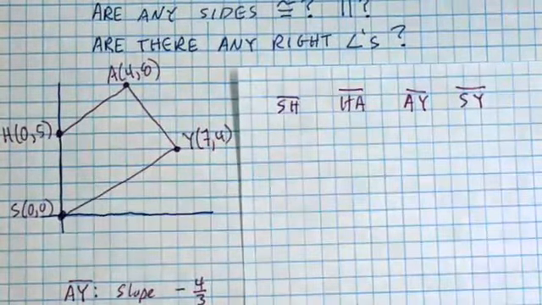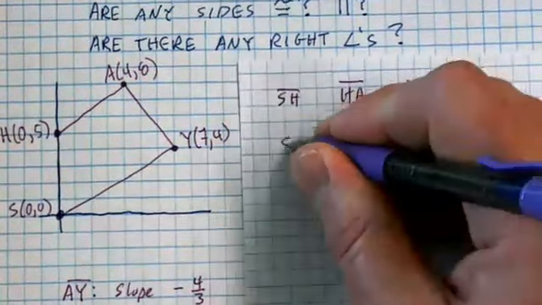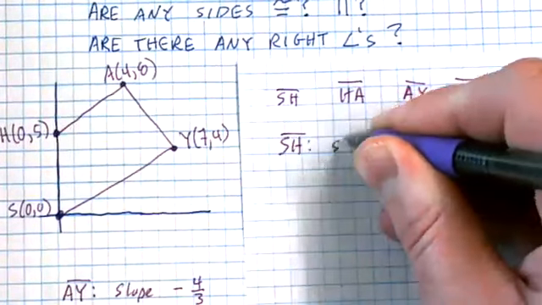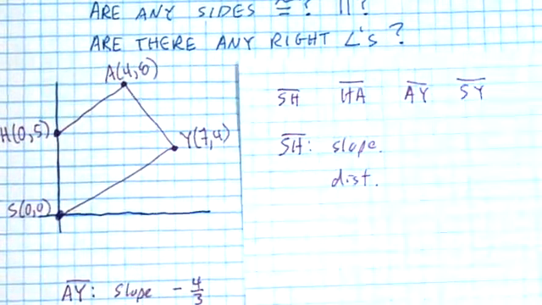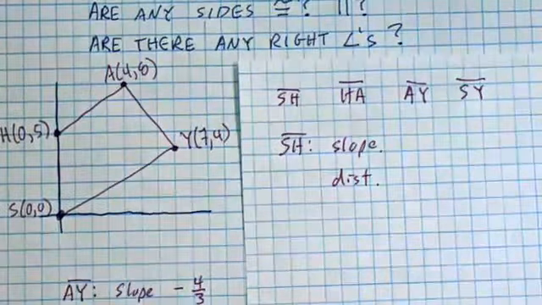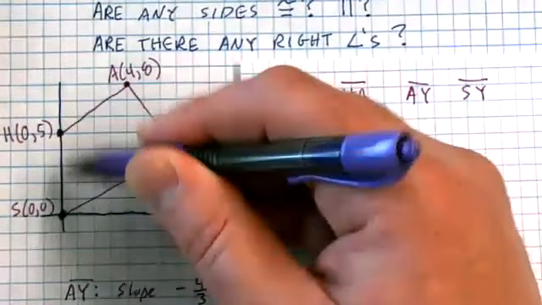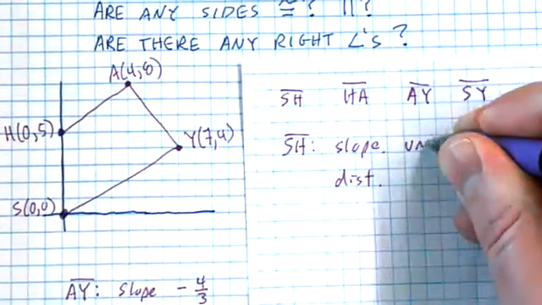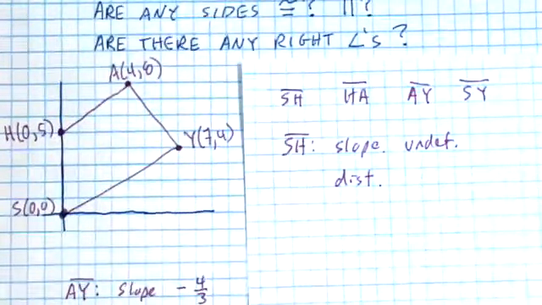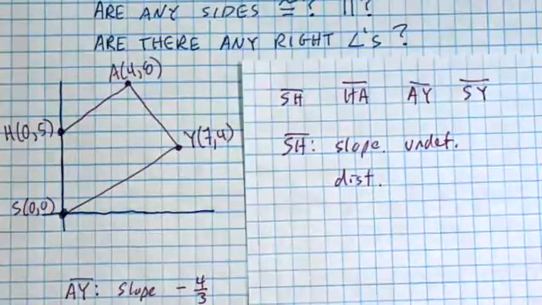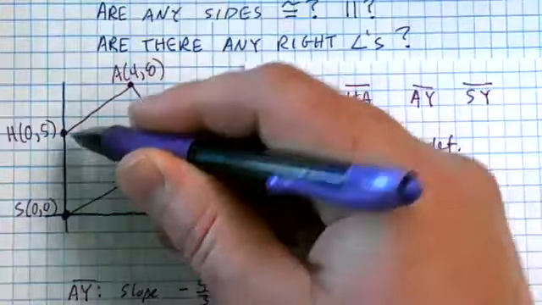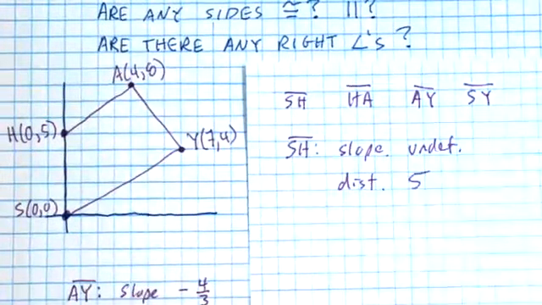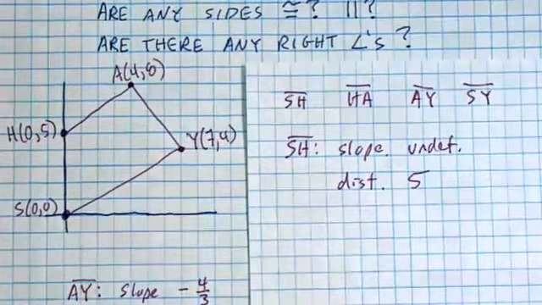So I need to organize my work clearly. I'm going to start off with SH, and I need to find both things, slope and distance or length. SH is a nice one because when I look at this, it's a vertical line, which means its slope is undefined. If it had been a horizontal line, I would say the slope was 0. This is a vertical line, so its slope is undefined. And when you've got a horizontal or a vertical line, you can just count spaces to find distance. 1, 2, 3, 4, 5 units long. So the distance would be 5 units long. So there's SH taken care of.